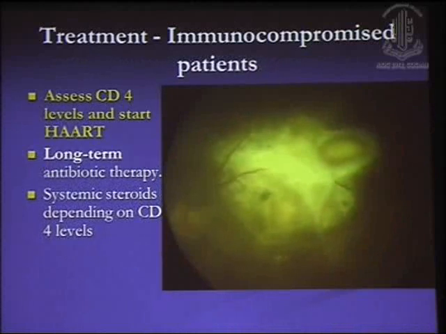But once you're sure it's toxoplasma, start the antibiotics in any case pretty much immediately. Then, if the patient is previously undiagnosed, go ahead with assessing the CD4 level and starting HAART, or if they're already on HAART, reassess the therapy. They may need a change of therapy. Systemic steroids may be required depending on how much vitreous involvement there is, and how much of an immune recovery component is there.